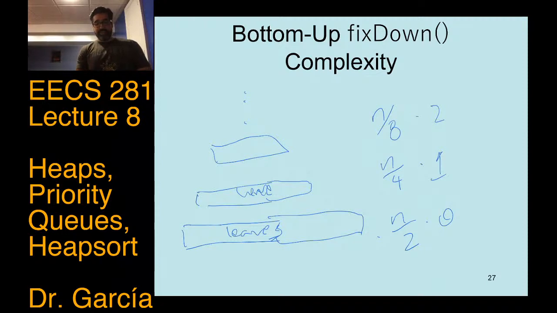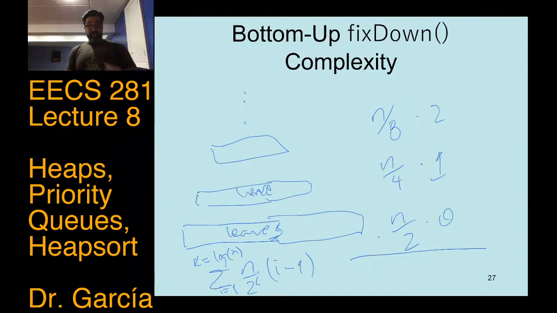So what we have then, if we were going to add all these operations up, we would have the sum over n over 2 to the i, times i minus 1. And this goes for i equals 1 to k equals log n.